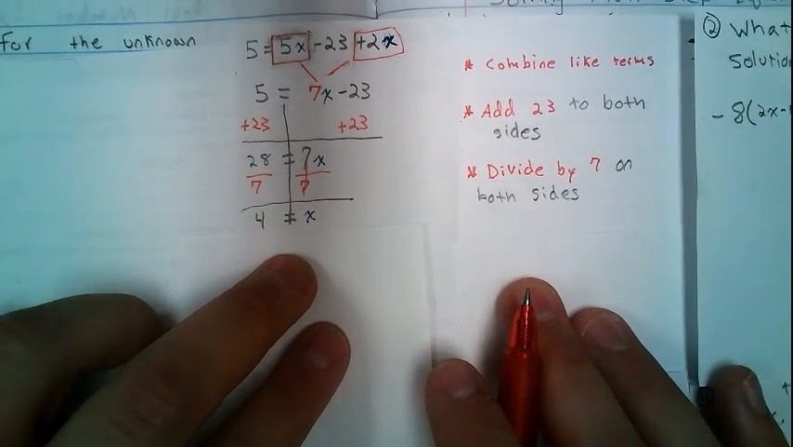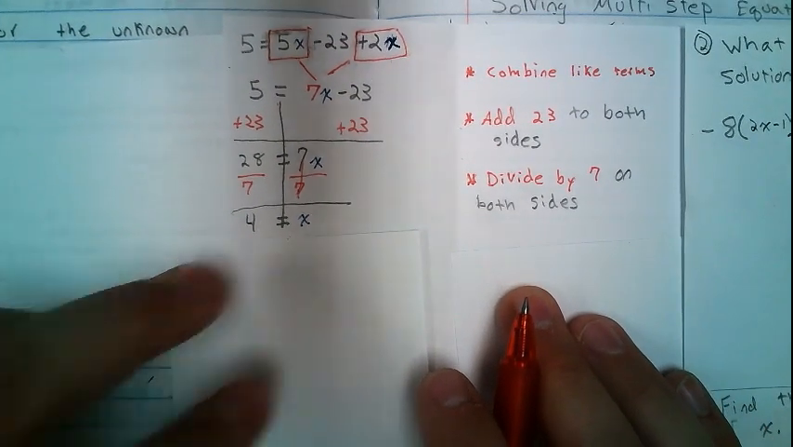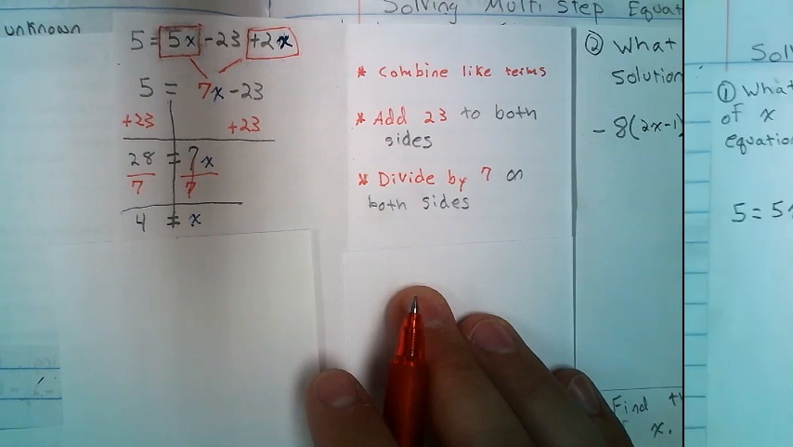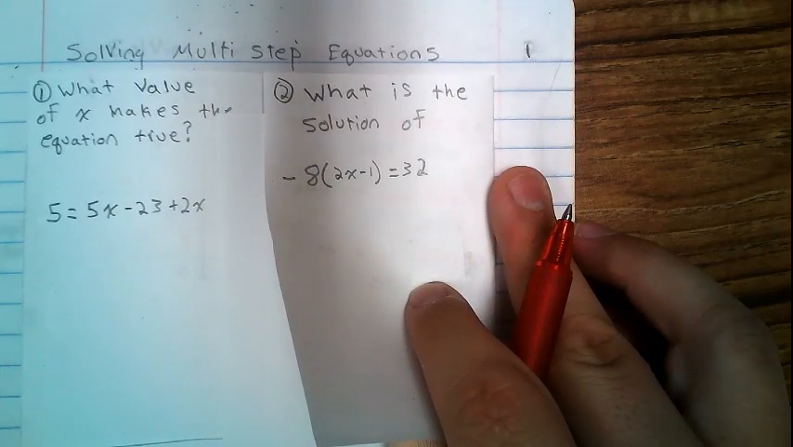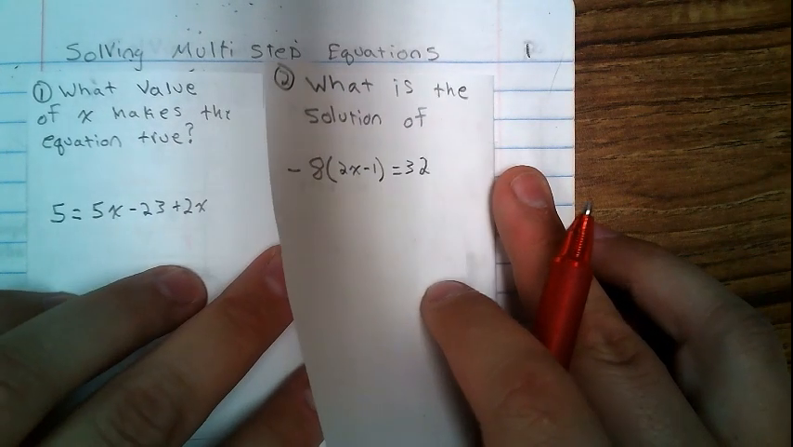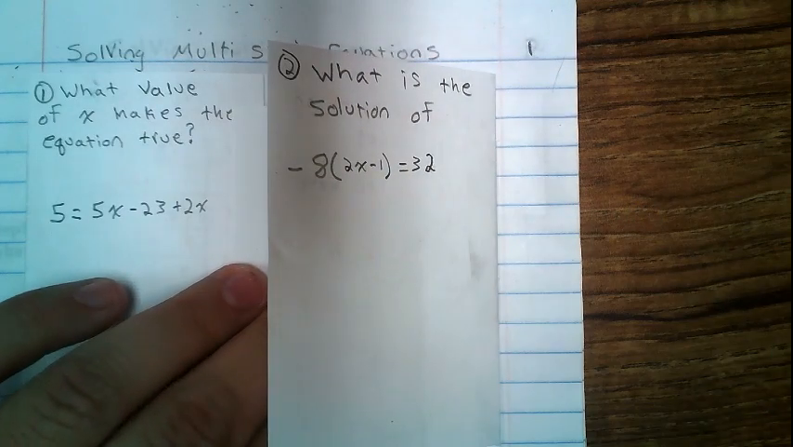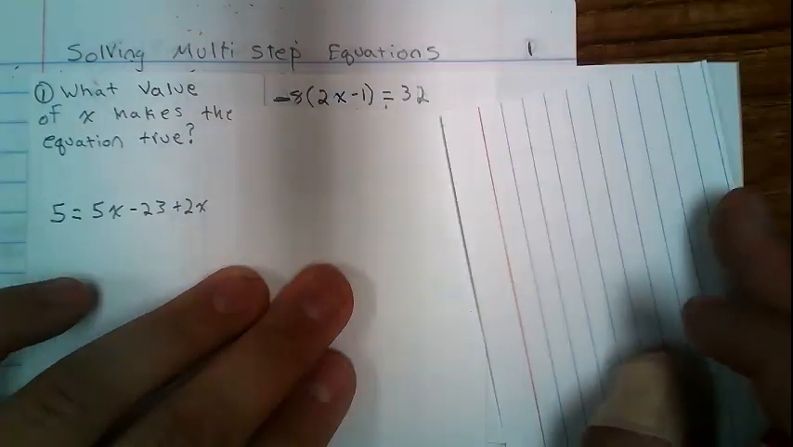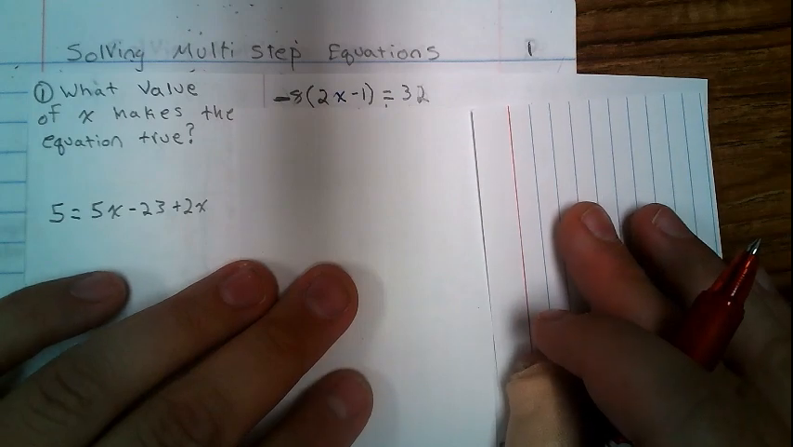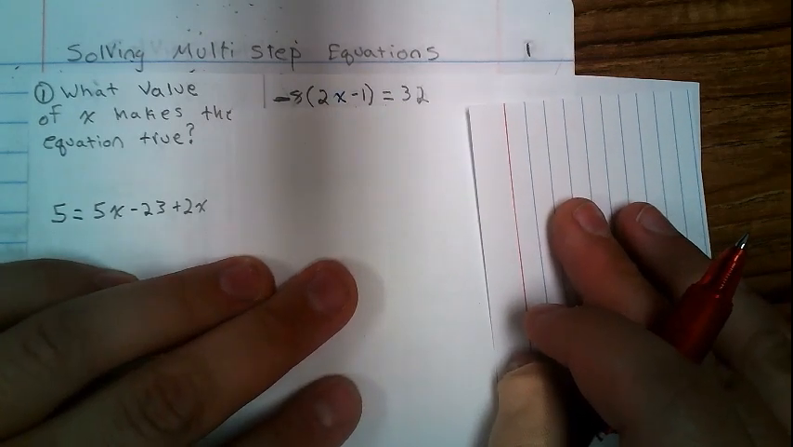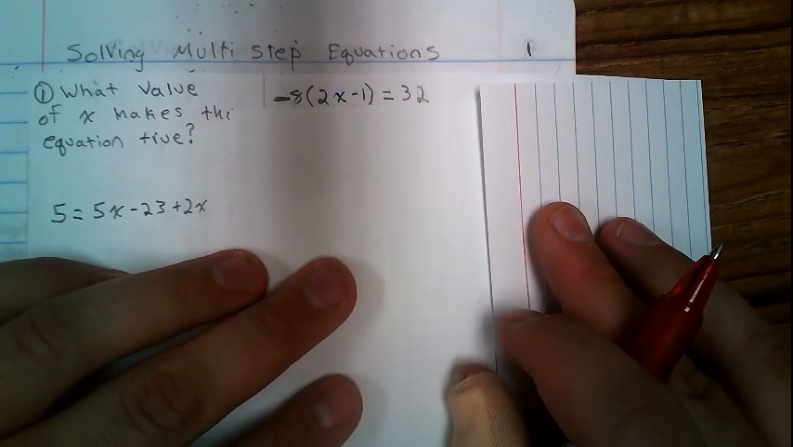And there's your solution. So that is example 1. So for example 2, again, you're going to open it up and rewrite the equation on the inside. So negative 8 times the quantity 2x minus 1 equals 32.